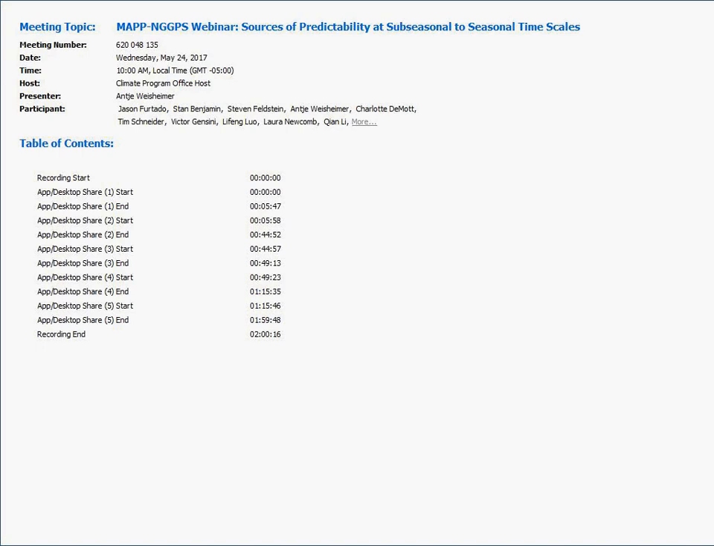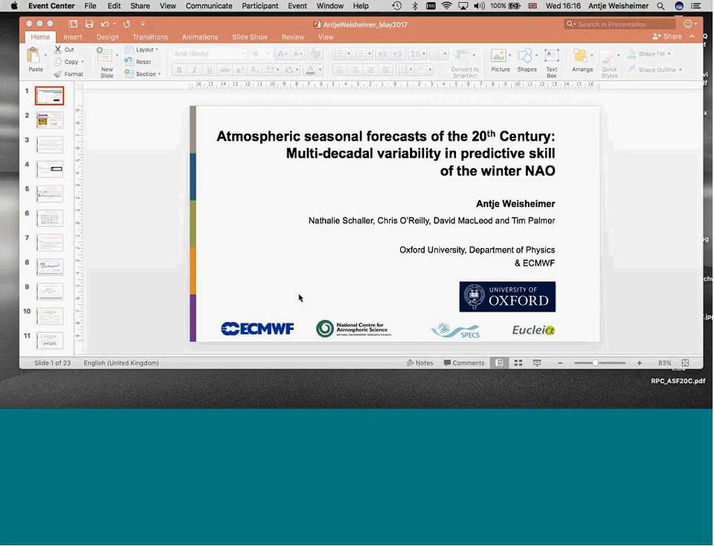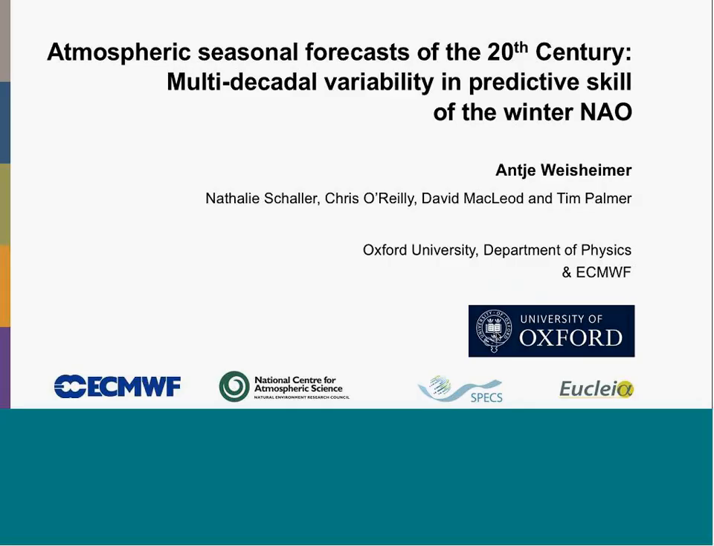So the last speaker today is Andre Weisheimer. Andre studied physics and meteorology at Humboldt University in Berlin, and she received her PhD from Potsdam University on low-frequency climate variability and quasi-geostrophic low-order models of the atmosphere. She spent a year as a Marie Curie postdoctoral fellow at the London School of Economics and Political Science.